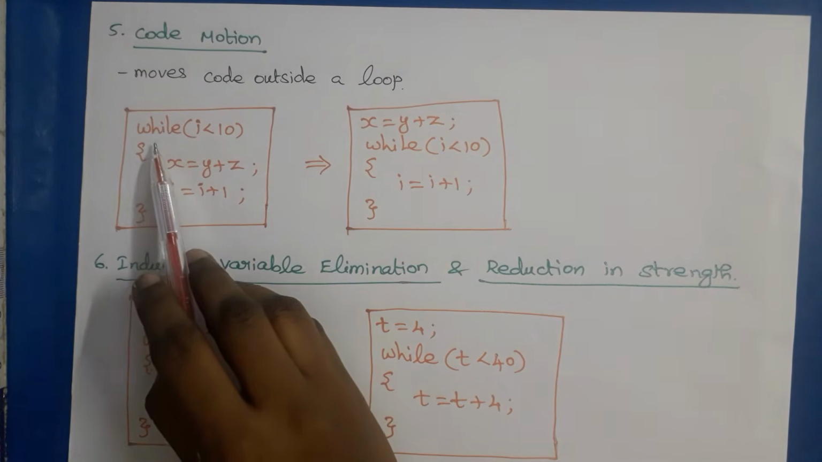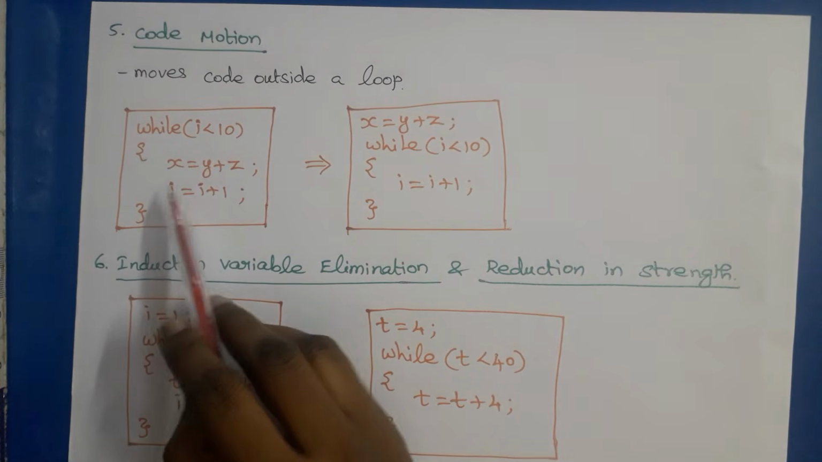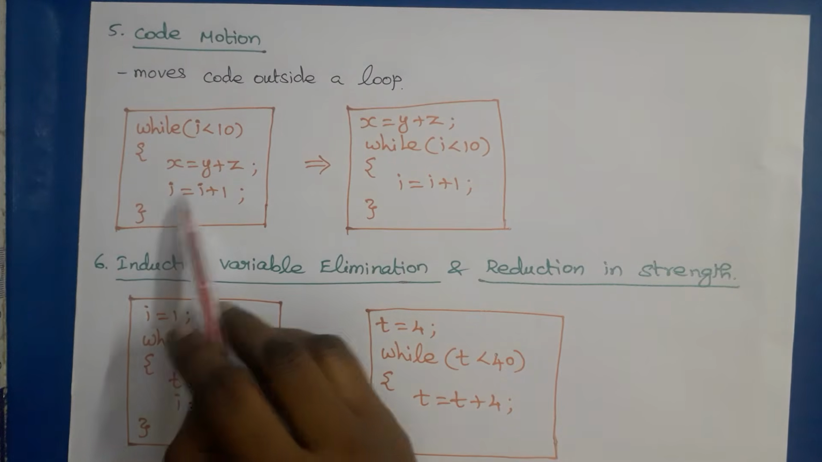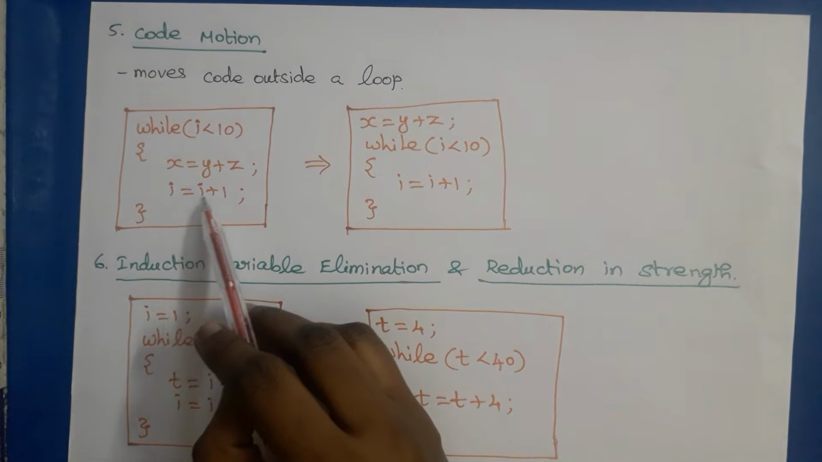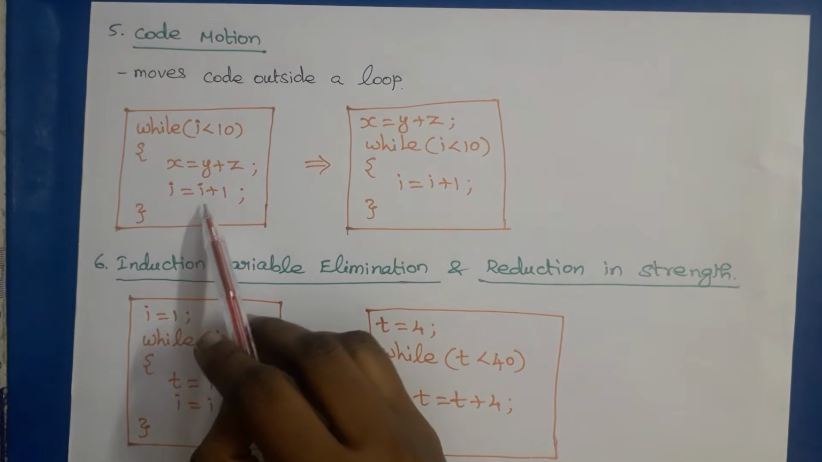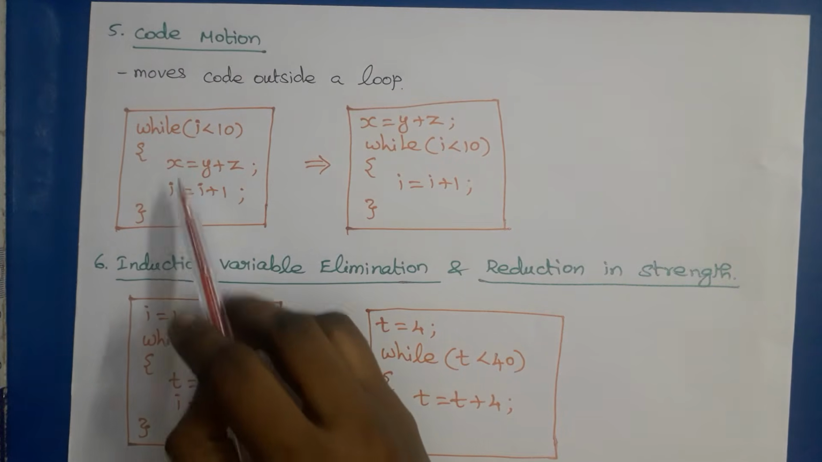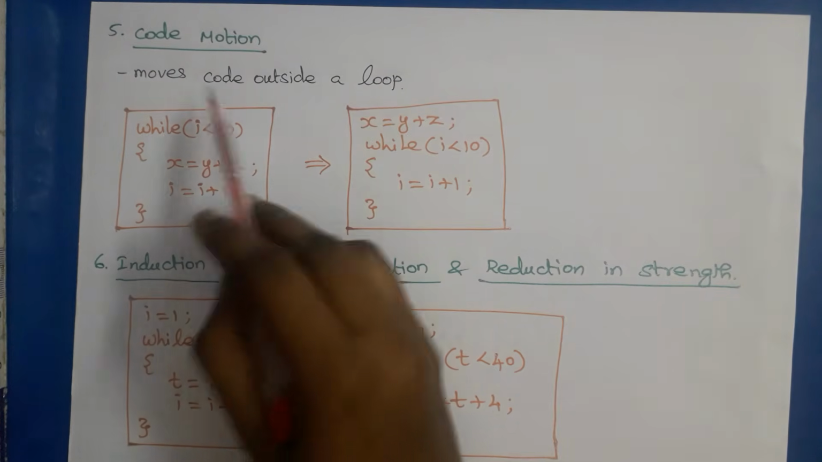So in this example, while i is less than 10, two statements are in the body of the loop: x equals y plus z, i equals i plus 1. The second statement depends upon the loop, so it is based on the loop. So this is not loop invariant computation, but x equals y plus z is not based on the loop, right? Every time the x value will be the same. So that statement can be moved outside the loop.